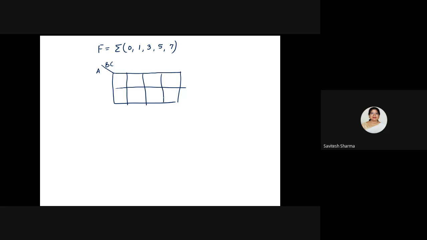Our problem was 0, 1, 3, 5, 7. Now I will draw the K-map. As I said, I will draw 8 cells. I will write the variables. I will write the cell numbers. If I am writing the expression here, you can directly write the expression. You can write 0, 0, 0, 1 also, no problem. It is your choice; write in whatever form you are comfortable with. And then I will write the cell numbers.